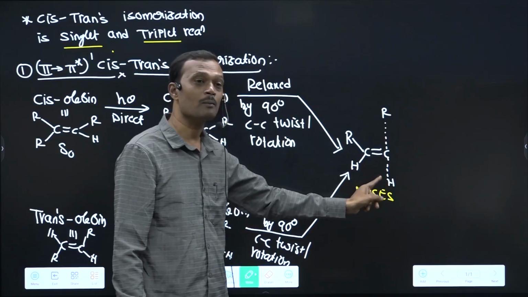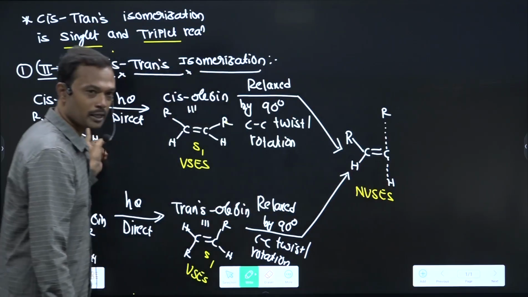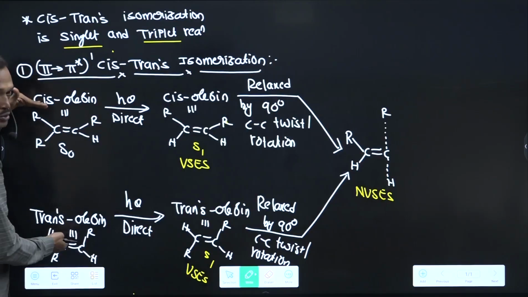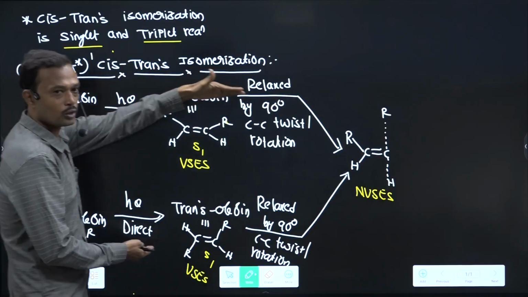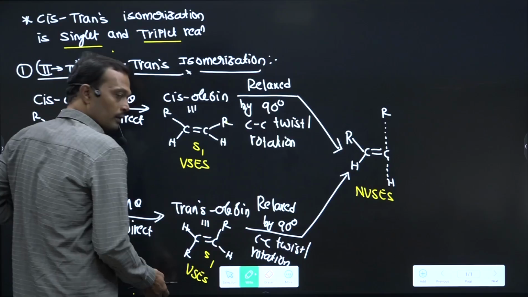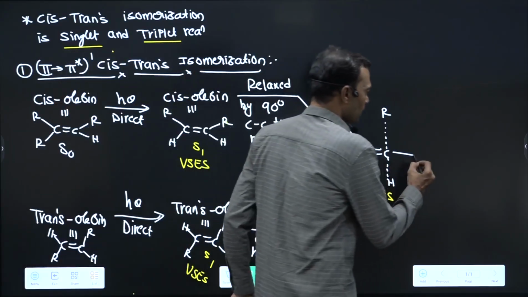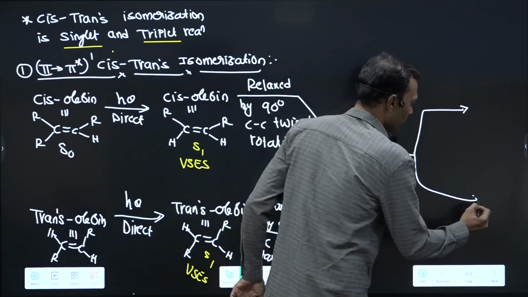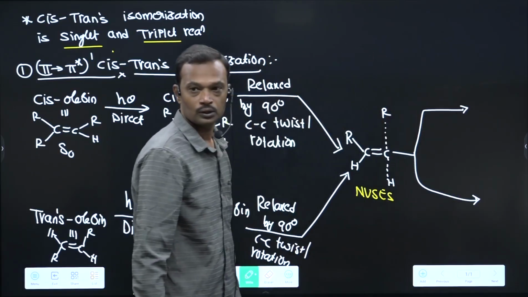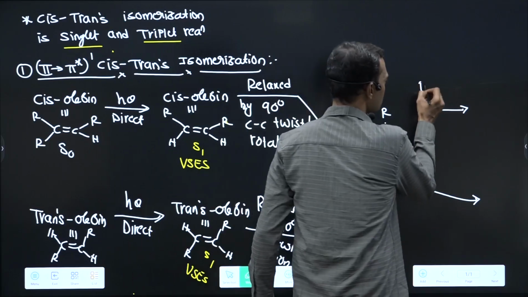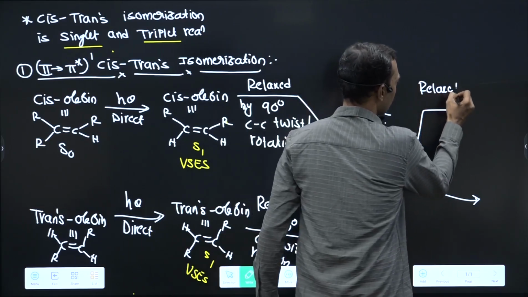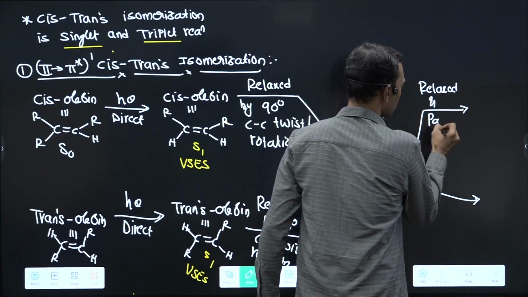This stage will be common for both cis isomer and trans isomer. The cis isomer I used, vertical singlet excited state, rotates and gives this one. This will generate singlet and that will generate this one. Now see, from here onwards, equal partition. Okay, so here it is, relaxed and partitioned.